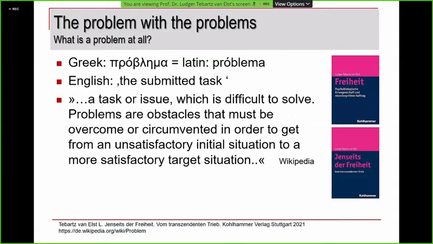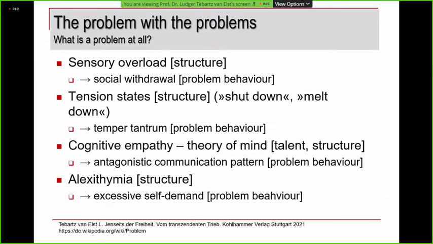Coming to problems, once again, what does it mean, problem? Problem is a Greek word, problema is the original word, and it means the submitted task. I think this translation is quite interesting. So according to Wikipedia, a problem is a task or issue which is difficult to solve. Problems are obstacles that must be overcome or circumvented in order to get from an unsatisfactory initial situation to a more satisfactory target situation. And exactly that's what happens in typical patterns with structures and problems.